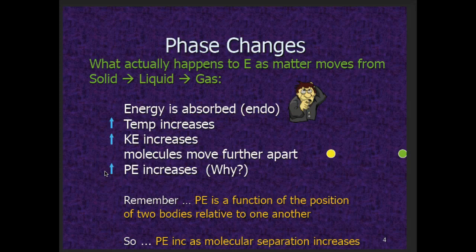And we haven't talked about why the potential energy is increasing in much detail. But potential energy talks about the position of two things in relation to one another. So for our purposes, we're thinking about the molecules and the distance between the molecules and the separation. So potential energy will increase when the molecules' separation increases. We'll talk about these specific types of energy when we look directly at the heating curve.